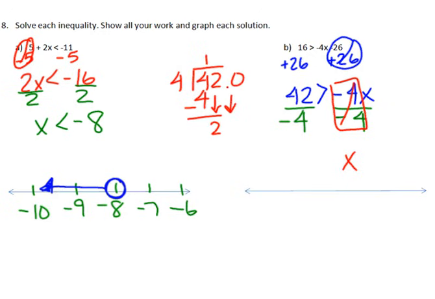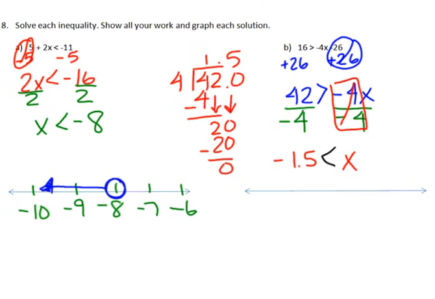We'll need a decimal. 4 goes into 42 five times. So our final value would be -1 and 5/10. Since I divided by a negative, be sure that you flip your inequality. So now instead of greater than, it's less than.